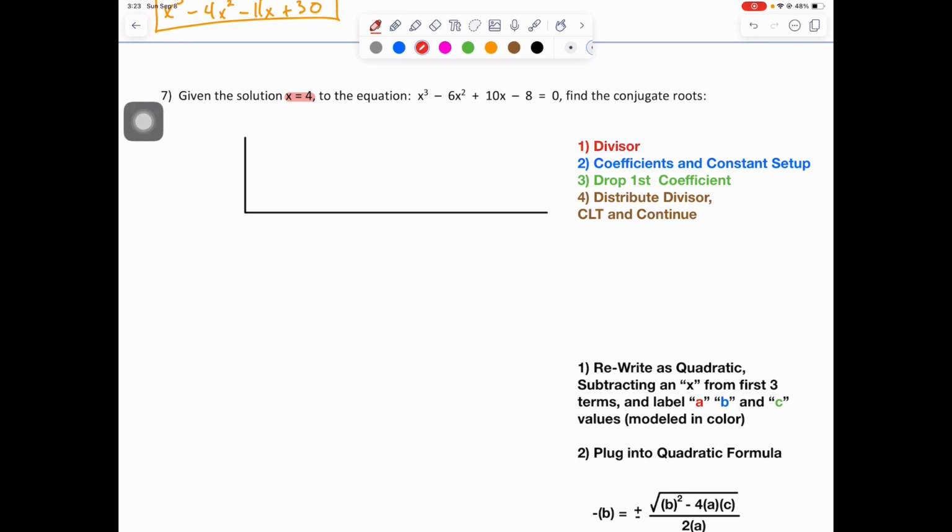And what do we know for step 1 in finding our divisor? We need to find what x is equal to, and they're already giving it to us. So x equals 4, beautiful. Then we will move on to step 2, coefficients and constant setup. All right, the coefficient of x cubed is simply that imaginary 1. So we're just going to do a 1.